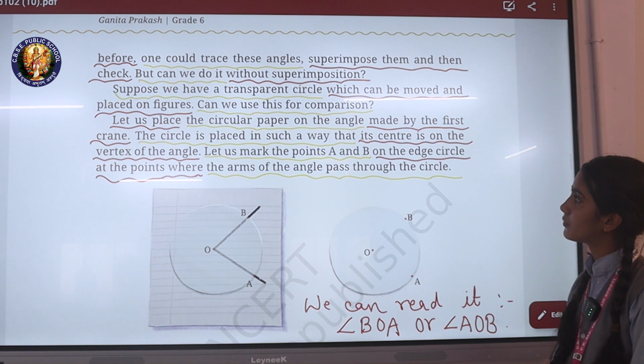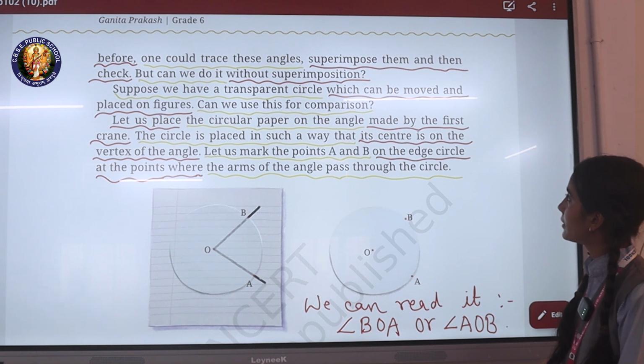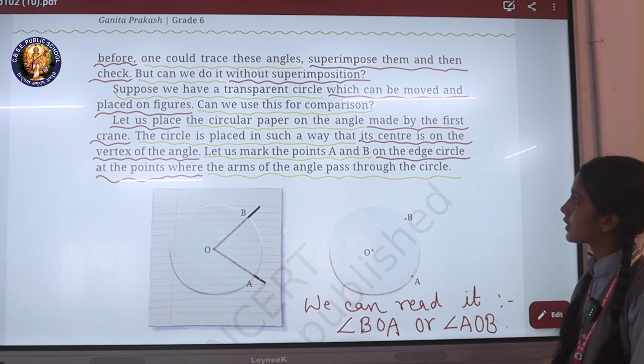Before, one could trace these angles, superimpose them and then check. But can we do it without superimposition? Suppose we have a transparent circle which can be moved and placed on figures. Can we use this for comparison?